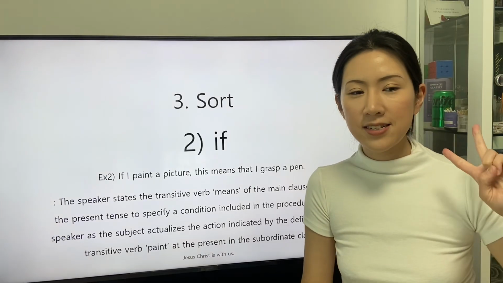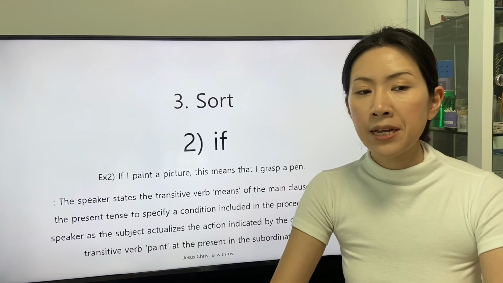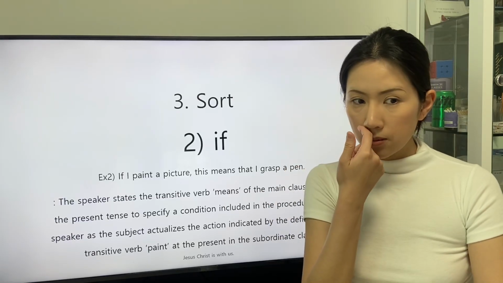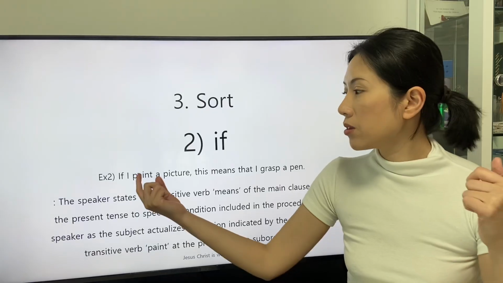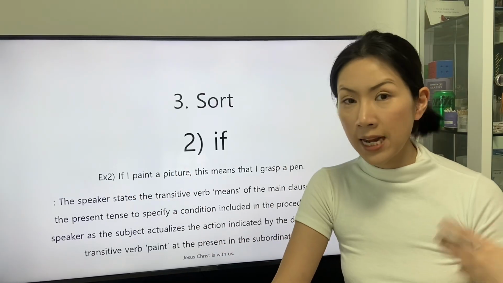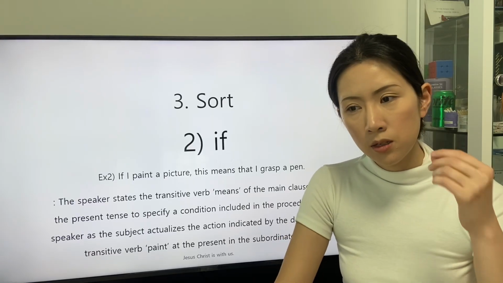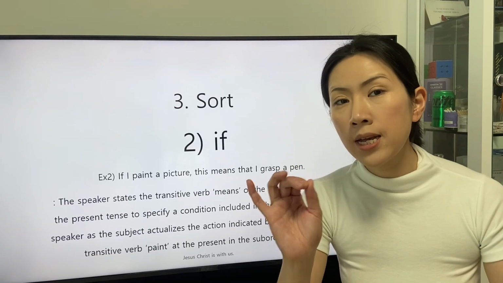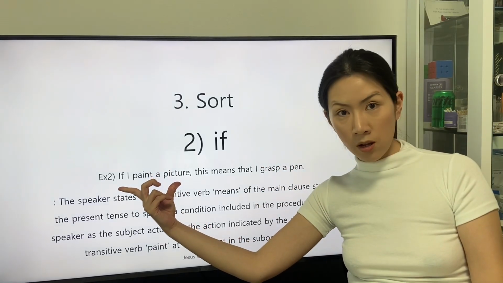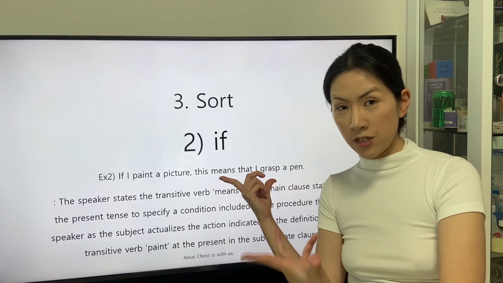The second sentence is this. If I paint a picture, this means that I grasped a pen. We can see the subordinate clause and the main clause are stated in the present tense. Then we can also think that the relationship between the subordinate clause as a cause and the main clause as an effect.